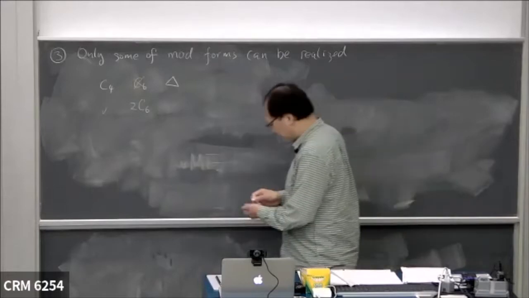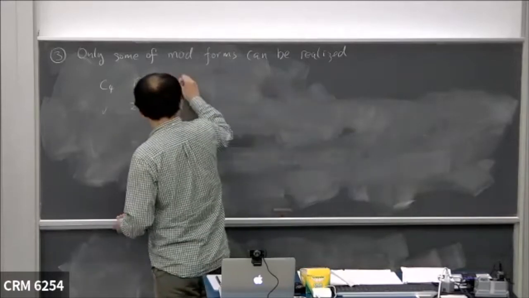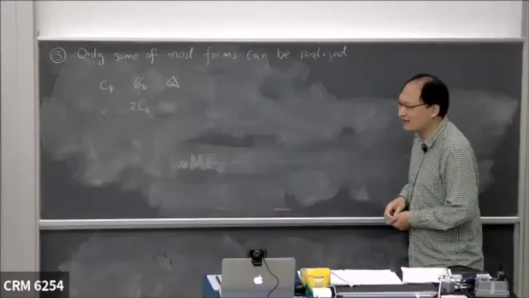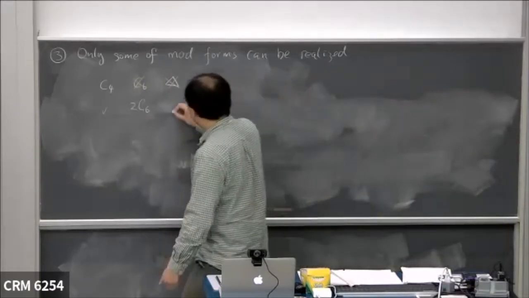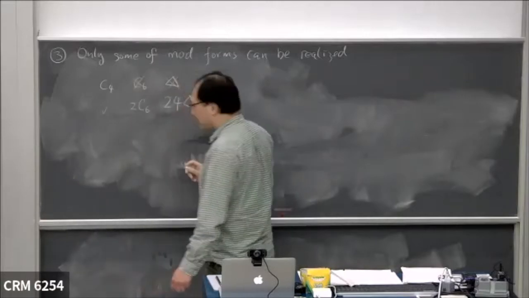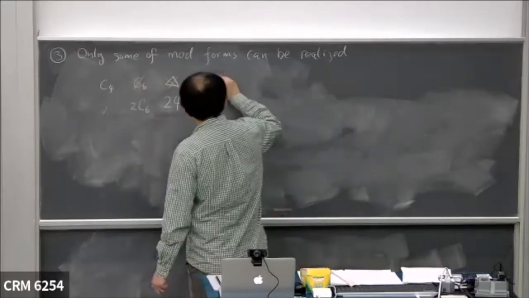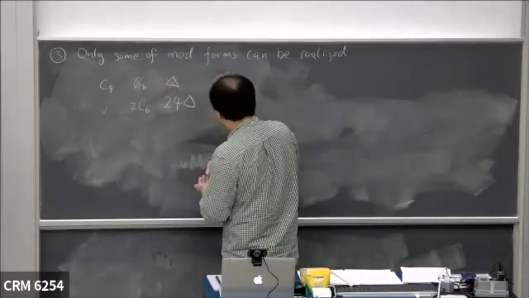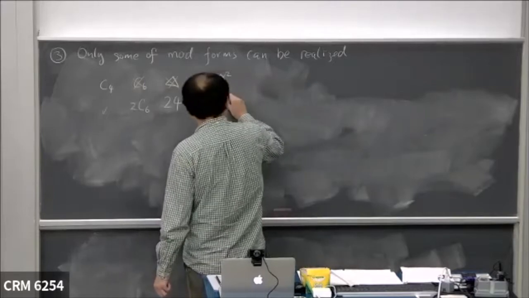So delta is again not allowed, although it's a very natural and nice modular form. You have to have 24 times delta. And how about delta squared? Again, not allowed. You have to have 12 times delta squared.